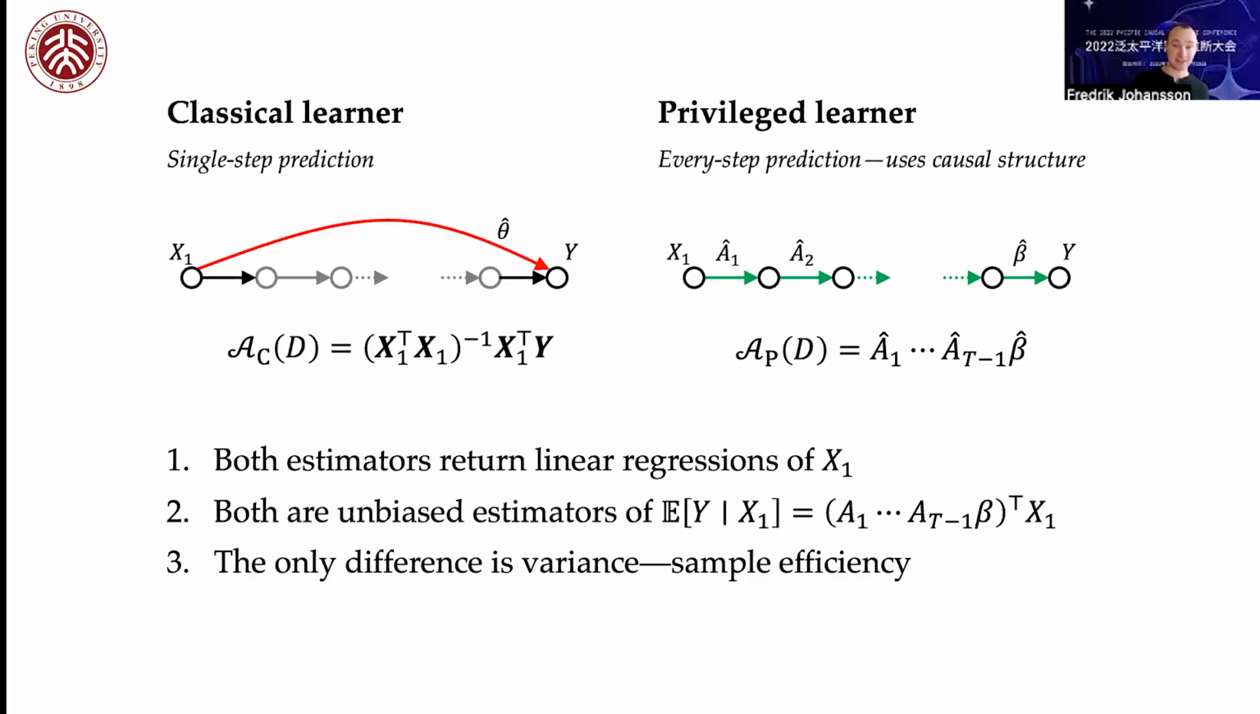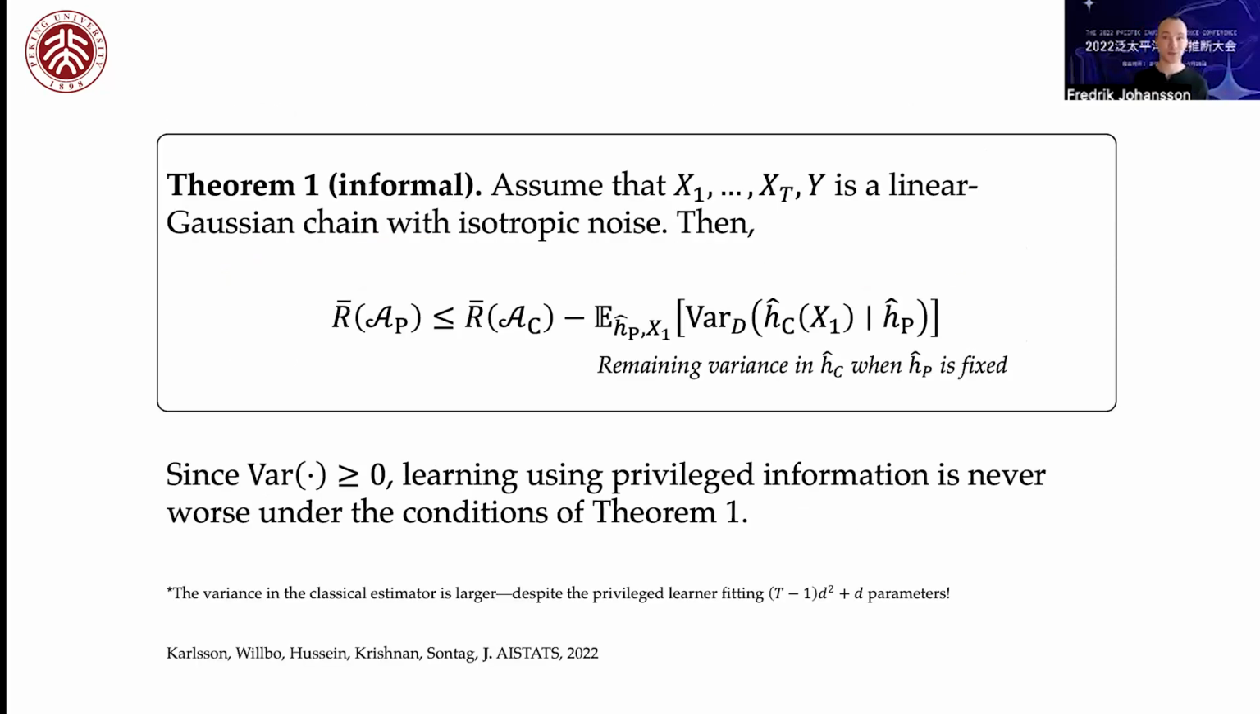In the privileged learner, we estimate each transition matrix independently of each other. A hat 1 will be estimated using samples of x1 and x2, A hat 2 using x2 and x3, and so on. For predictions, we just multiply all of these, rolling out the prediction from x1 to y sequentially. So the privileged learner will output the product of all the a's and the beta at the end. Both of these, of course, will be linear functions because we just have products of linear functions. Both of them will be unbiased estimators of the true thing that we care about, the conditional expectation of y given x1. So the only difference between them will be sample efficiency, or, well, the only difference will be variance, I should say.